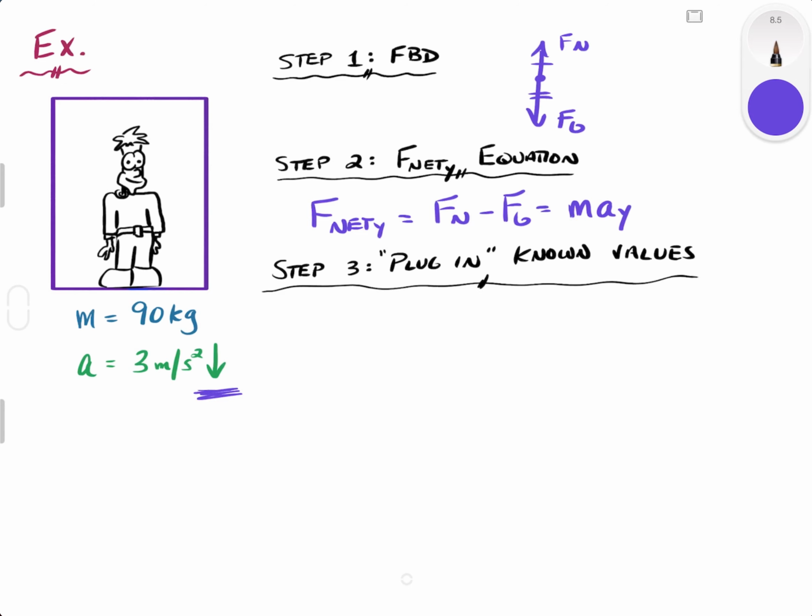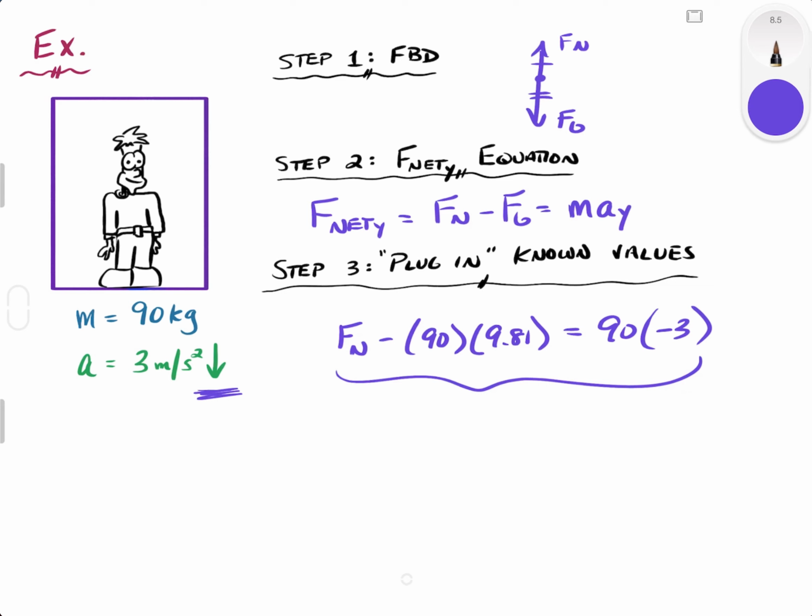So I've got Fn going up, which is unknown. But I know that 90, my mass, times my acceleration due to gravity, 9.81, equals 90. And in this case, we're going down, so it's going to be negative 3. So of course, I forgot what my previous calculation was. So Fn minus 882.9 equals negative 270. Add 882.9 to both sides.